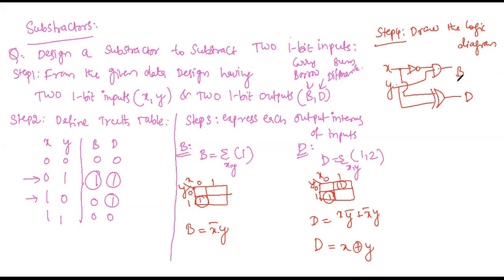This is difference. This is the internal diagram. Here we forgot to draw the block diagram. The block diagram has inputs X, Y, and outputs borrow and difference. Okay, the internal diagram is this one. In step 1 we forgot to draw the block diagram. This is the two 1-bit input subtractor.